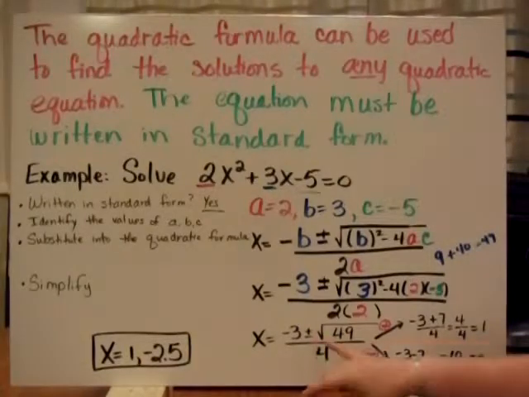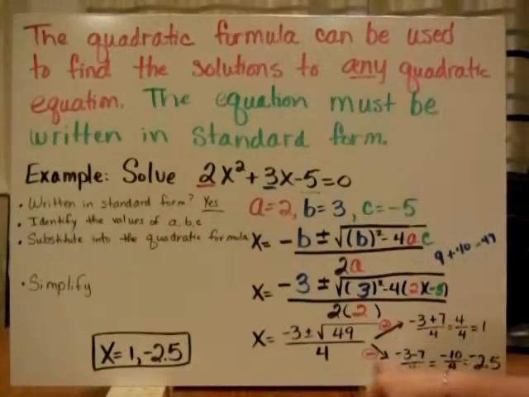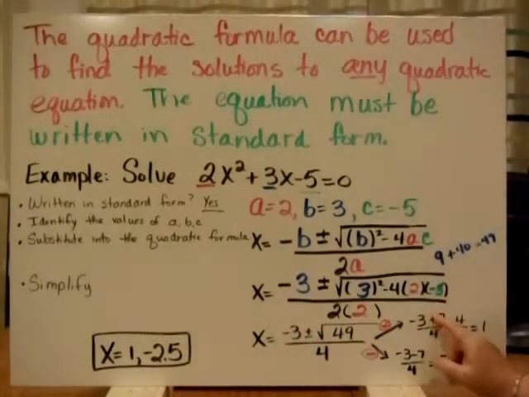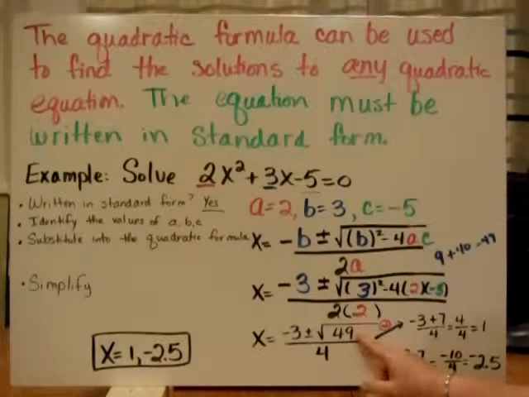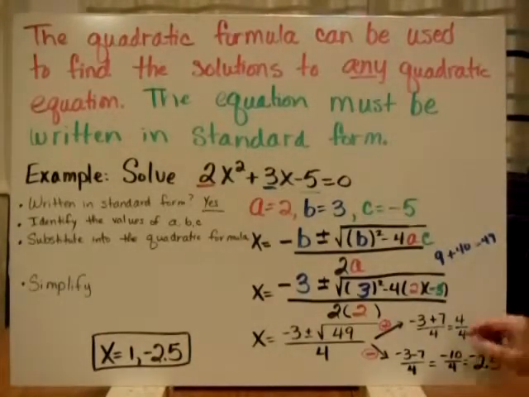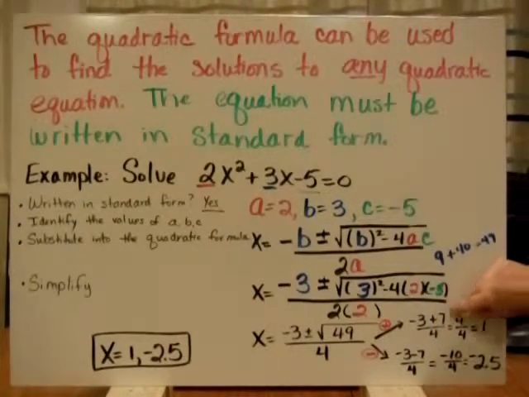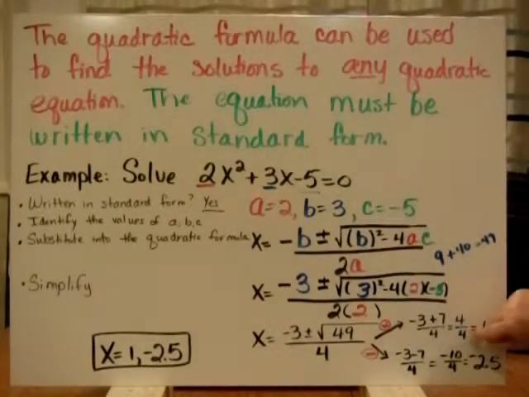Okay, this plus or minus means that we're going to have two problems to work. We're going to have one to work where we add and one to work where we subtract. So we took a negative 3 plus the square root of 49, which is 7. So we have a negative 3 plus 7. When we add those we get 4. And then we divide by 4 to give us 1. A division bar is like a grouping symbol. So that means we have to do this addition step before we do the division.